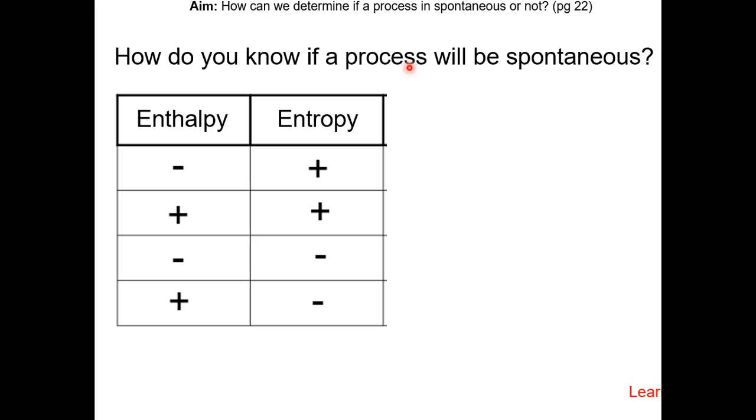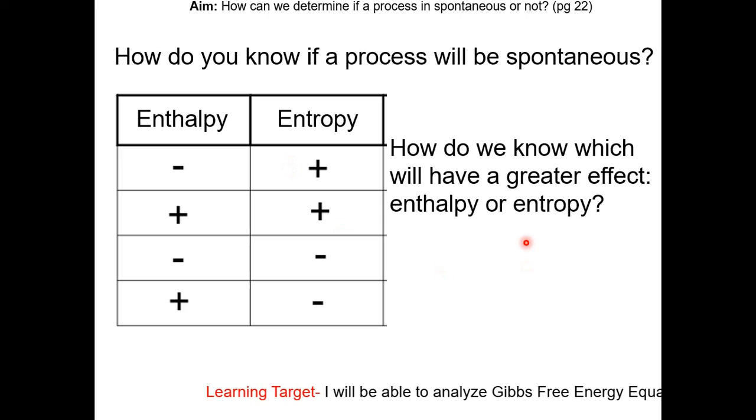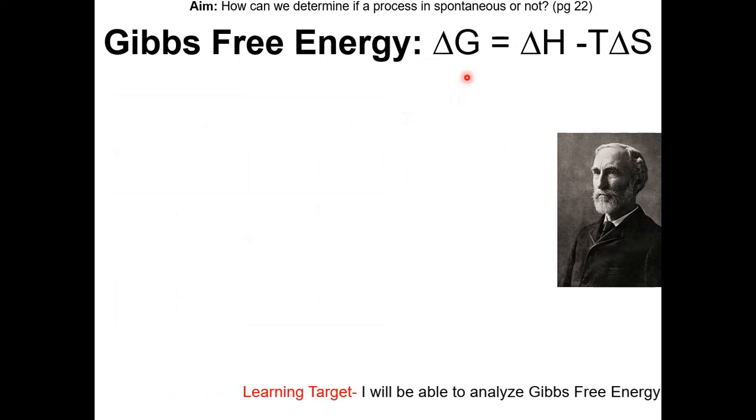How do you know if a process will be spontaneous? Here are 4 possible scenarios. Minus means decreasing, plus means increasing. So how do we know which will have a greater effect, enthalpy or entropy? Here's the equation for Gibbs free energy. Delta G is equal to delta H minus T times delta S.